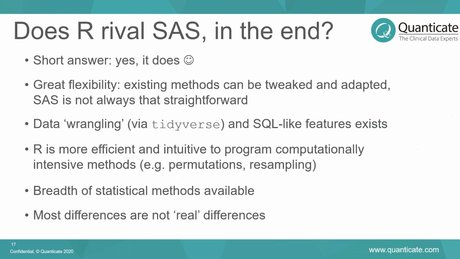Now, I think it's very clear that yes, R does rival SAS ultimately. There is great flexibility, which means that if something is not available, you can usually tweak an existing method or create your own method to do it. SAS is not always that straightforward. And that means that, as I showed you here, if you have a problem with the way something is displayed, you can create a function which can be used as a wrapper for different functionalities that the software already allows you to use, but not in the way you would like to use them.